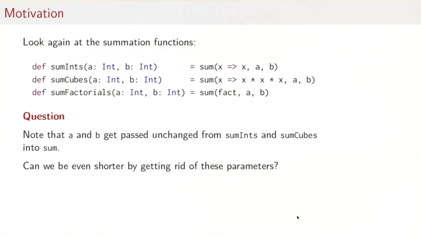For our motivation, let's look again at our summation functions. Sum ints, sum cubes, sum factorials. We could factor out the body of these functions and now simply pass the function to apply to each element in the interval and the two bounds of the interval. But there's still repetition. Each of the three functions takes two parameters a and b and then passes them on to the sum function. Can we get rid of these parameters and thereby become even shorter?